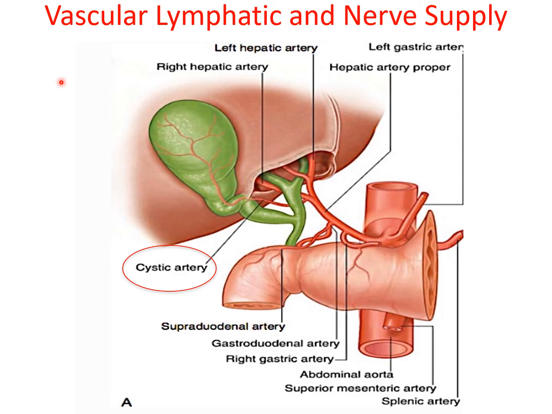Coming to the lymphatic drainage, the lymph is primarily drained into a cystic lymph node which is situated near the neck of the gallbladder in this triangular interval. From here, the lymph vessels pass to the hepatic lymph nodes along the course of the hepatic artery, and then from there finally to the celiac lymph nodes.